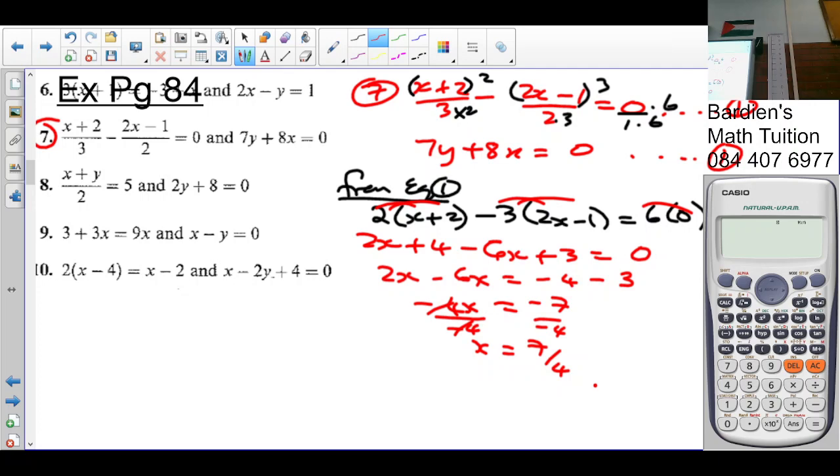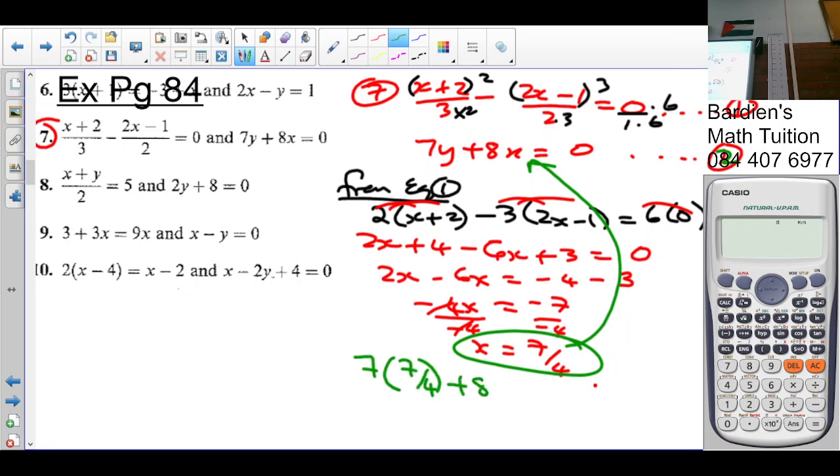So what do I do with that? Substitute this into equation 2. So what do we have now? 7 times 7 over 4 plus 8x equals 0. What is 7 multiplied by 7 over 4? No, sir, mistake. Yes, what's the mistake? That's 7y. We're substituting the wrong point. Okay, thank you, Michael. So 7y plus 8 times 7 over 4 equals 0.